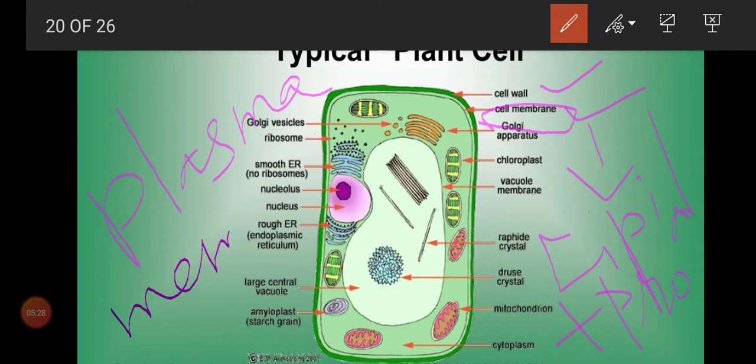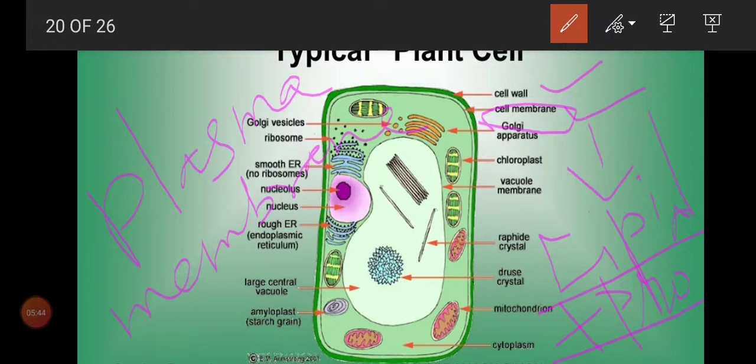What is the other name for cell membrane? Plasma membrane. And this plasma membrane is made up of what? Lipid and protein. What is the role of plasma membrane? It will select and send material to get inside the cell, and that's why we can call it the gatekeeper of the cell.